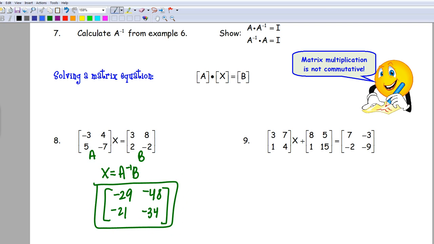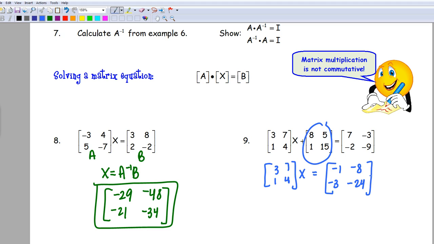This last one is going to be exactly the same. The difference, though, is that you are going to have to subtract over this 8, 5, 1, 15 first. So it's just going to be like regular subtraction. 7 minus 8, negative 3 minus 5, negative 2 minus 1, negative 9 minus 15. All right, so go ahead and start typing those into your calculator.